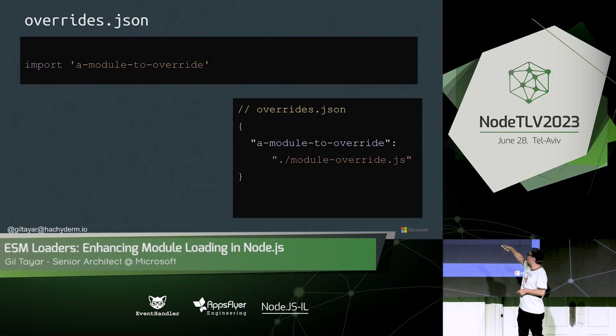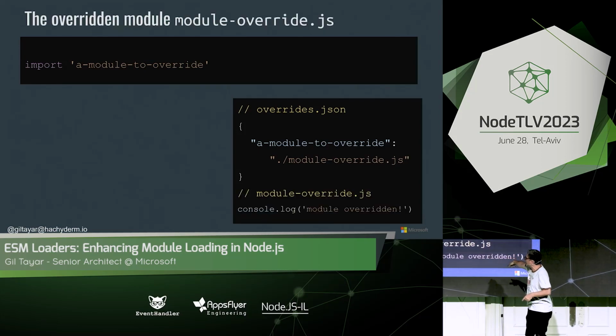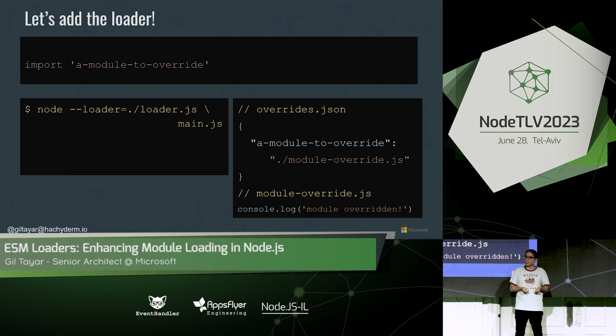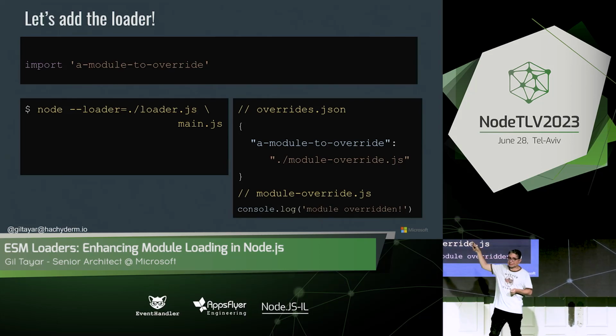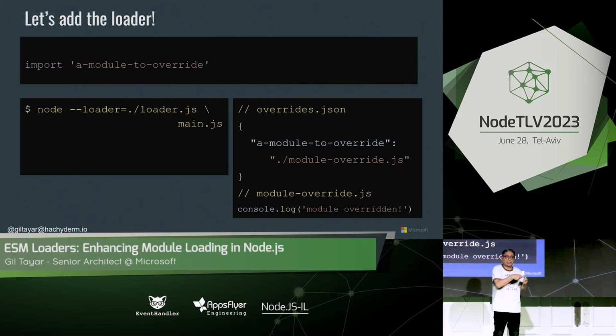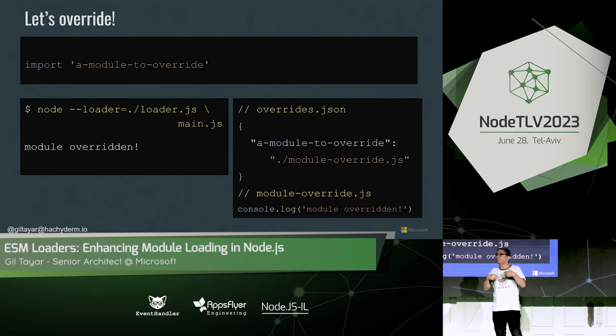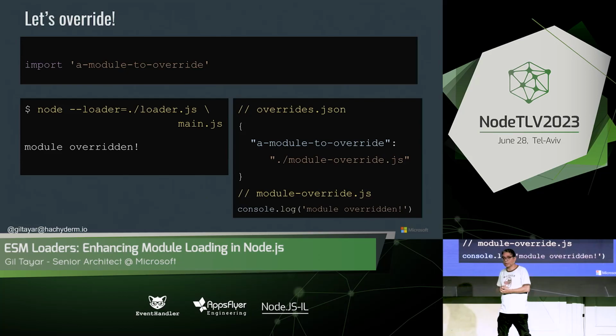But the idea is to write a loader which, if it finds an overrides.json file, will know to change a module to override to .moduleoverride.js. And here we have the moduleoverride.js, which writes. So if I run Node with a loader, and in a second we'll see the syntax for running with a specific loader, and we'll also see the loader code, then boom, module overridden, and it will work.